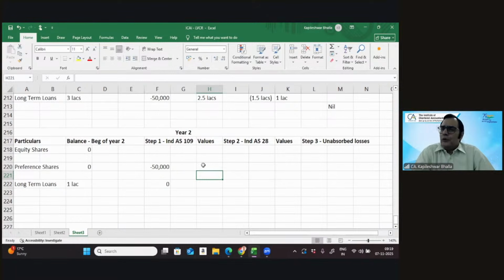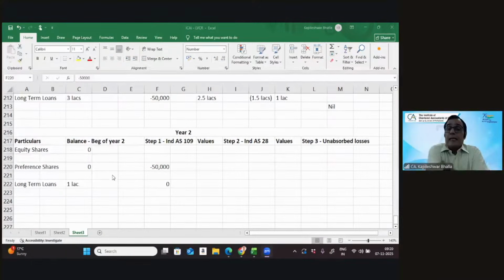So what do we do now? Since the value of the investment at the beginning of the second year is nil, you cannot pass on this 50,000. So what am I supposed to do at this stage? Let's get the course of action from your side. Because the preference shares in this case stand at 0 because of allocation of the loss, we can move the 50,000 loss to the long-term loan.